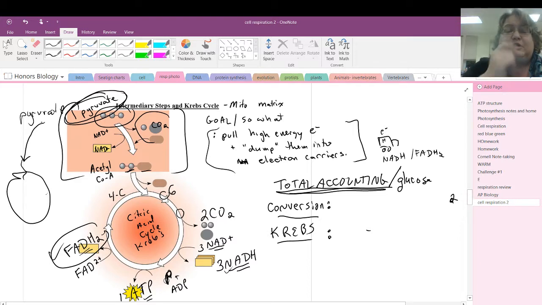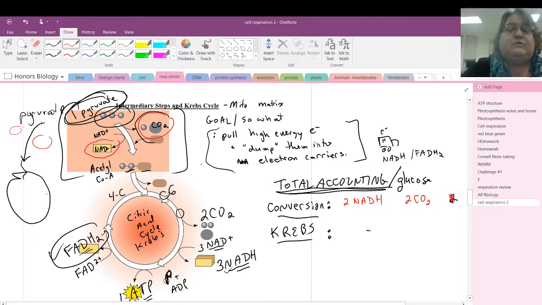So let's do a quick accounting. For the conversion step, that's in the rectangle, we get 1 NADH. I'm going to go ahead and circle it. Here's that NADH. However, remember this happens over here too. So for the conversion, we get 2 NADH. We also get 1 carbon dioxide, but again it happens with the other pyruvate. So that's 2 carbon dioxide from there.